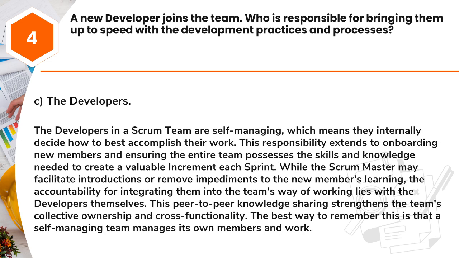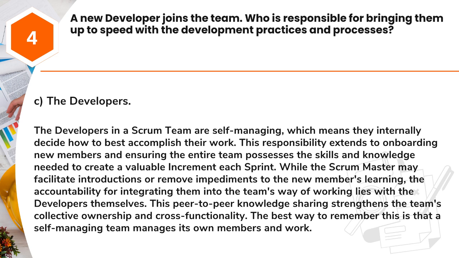Answer: C. The developers. The developers in a Scrum team are self-managing, which means they internally decide how to best accomplish their work. This responsibility extends to onboarding new members and ensuring the entire team possesses the skills and knowledge needed to create a valuable increment each sprint.